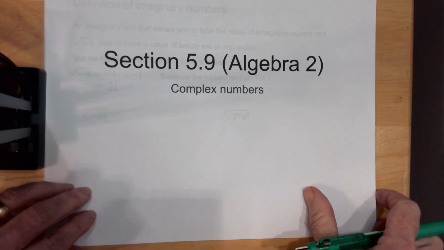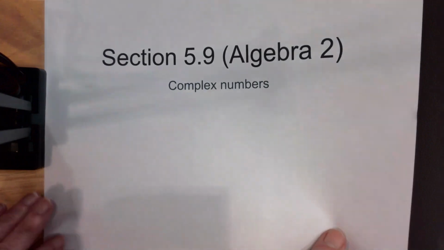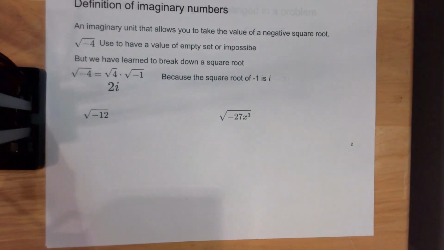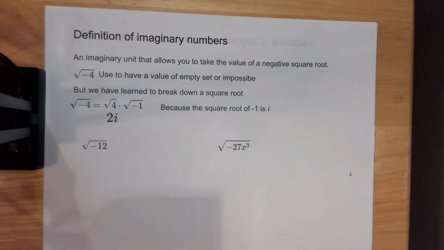Section 5.9 concerns complex numbers. Complex numbers are a combination of imaginary and real. The definition of an imaginary number is a number that allows you to take the value of a negative square root.